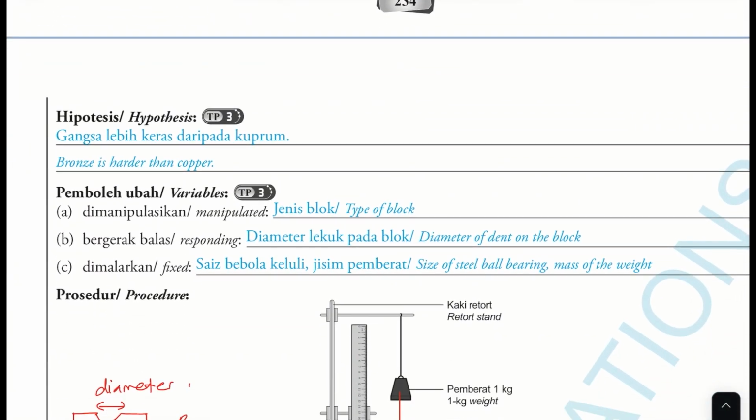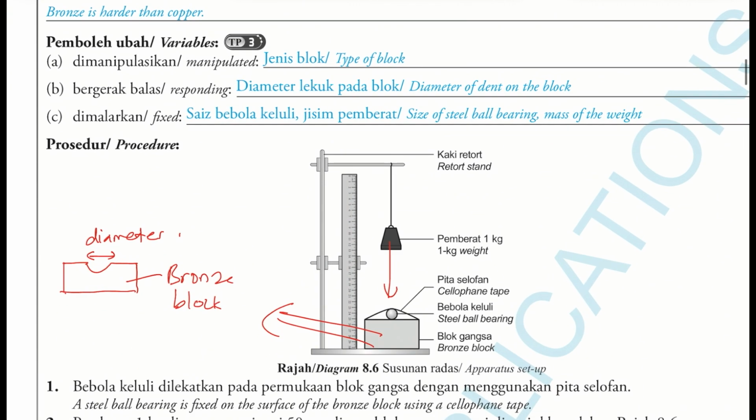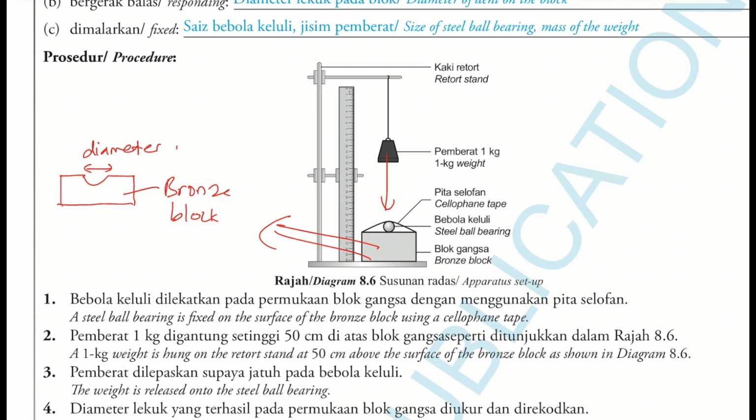So, okay, in terms of hardness, bronze is harder than copper. Variables, the manipulated is a type of block. Responding is a diameter of dent on the block. Fixed is a size of steel ball bearing, mass of the weight. Okay, the idea is we will drop the 1 kilogram weight onto the steel ball bearing, and then steel ball bearing will produce dent on our alloy and pure metal here.